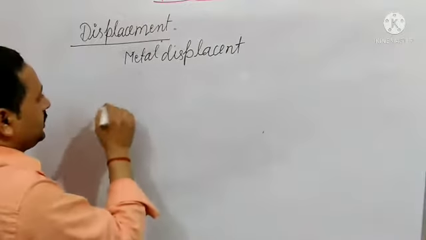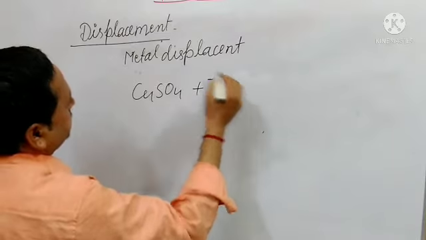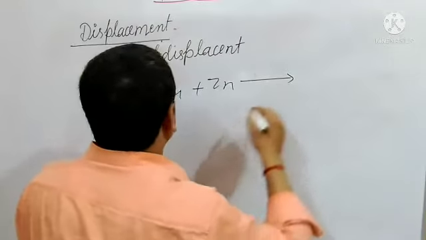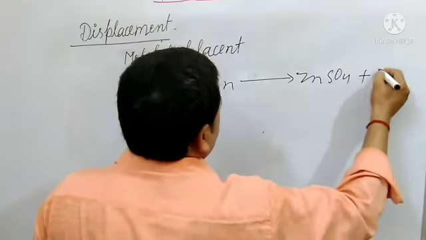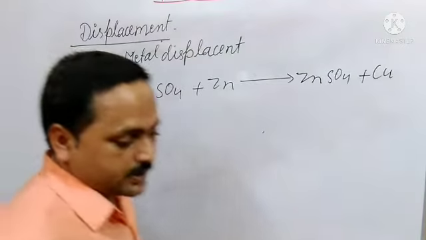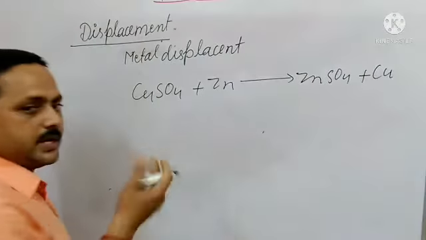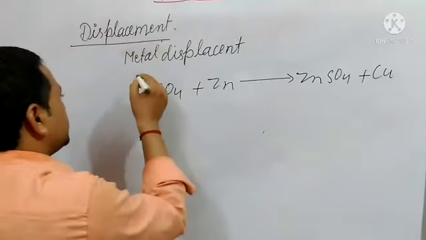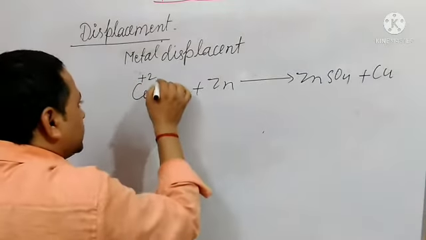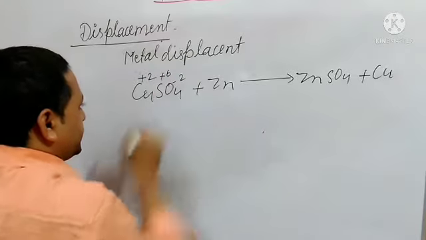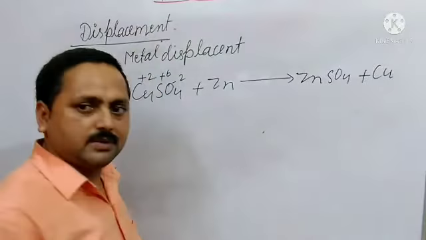Let us see here. CuSO4 plus zinc gives ZnSO4 plus copper. I have not shown the states here. So what is the oxidation state here? The oxidation state of copper is +2. Here the oxidation state of sulfur is +6 and oxygen is -2. Now you can calculate, because we have already discussed. If we calculate here, it will take more time.